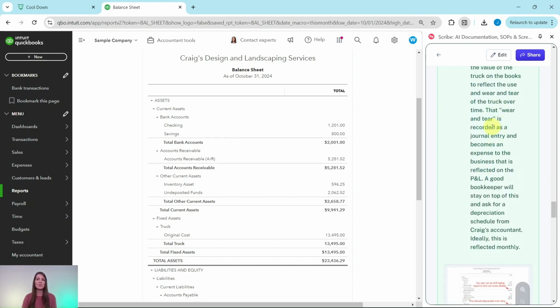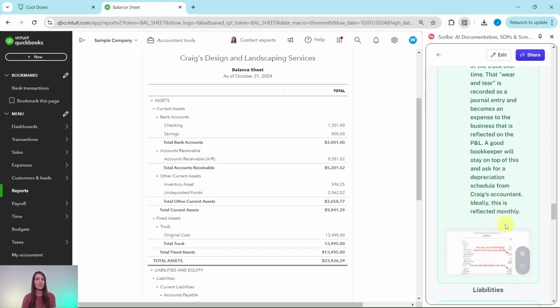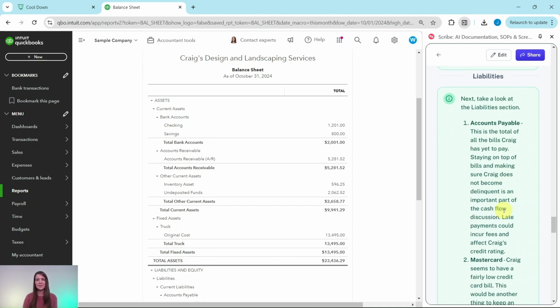That wear and tear is recorded as a journal entry and becomes an expense to the business that is reflected on the profit and loss. A good bookkeeper will stay on top of this and ask for a depreciation schedule from Craig's accountant. Ideally, this is reflected monthly.